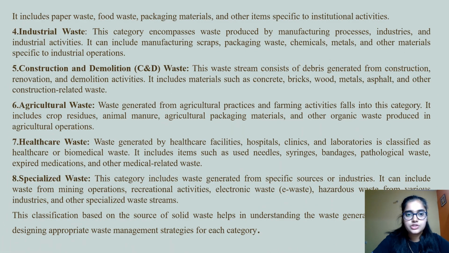Fourth is industrial waste. This category is waste produced by manufacturing processes, industry, and industrial activities. These include manufacturing scraps, packaging waste, chemicals, metals, and other materials specific to industrial operation. Fifth is construction and demolition. These are generated from construction, renovation, and demolition activities, which include materials such as concrete, bricks, wood, metal, and other construction related waste.